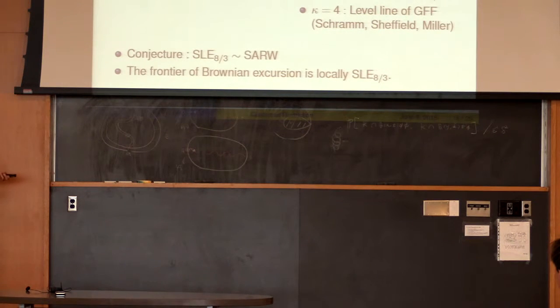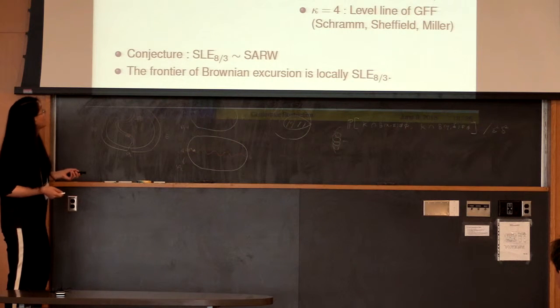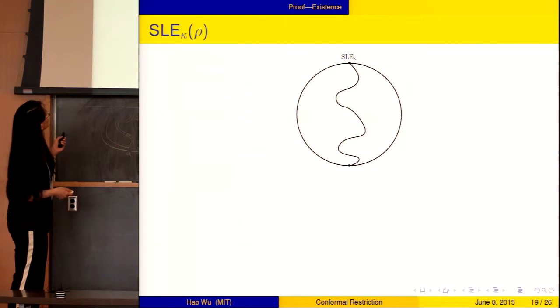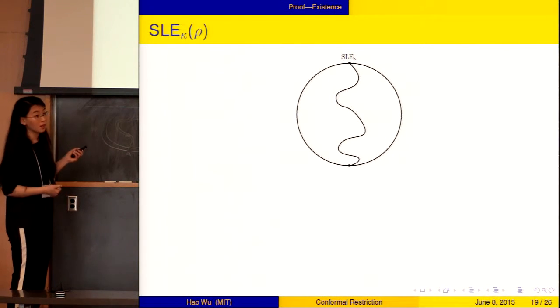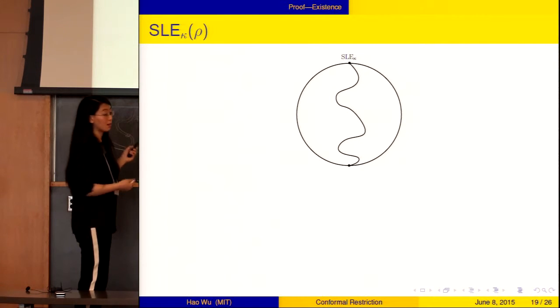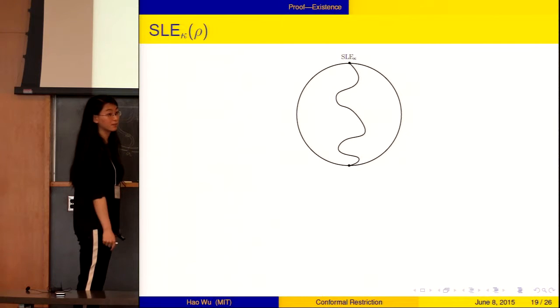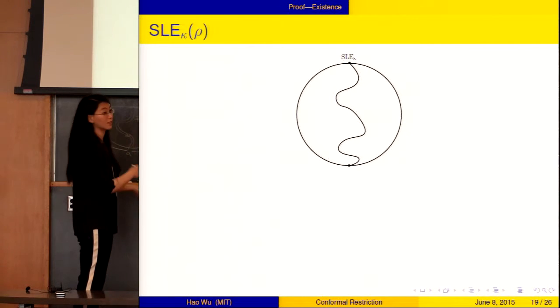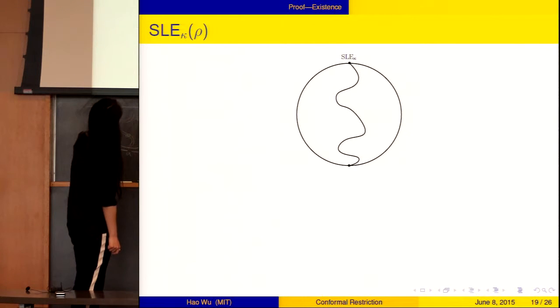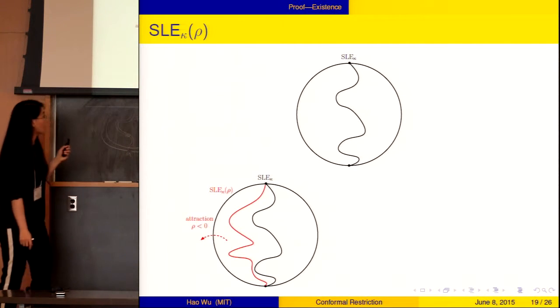Okay, so this is the introduction for SLE. And now I want to introduce SLE kappa rho. When we introduce SLE kappa, we can see that it is a simple curve there, and it is symmetric, because there's no left or right. And SLE kappa rho is just a little more complicated.